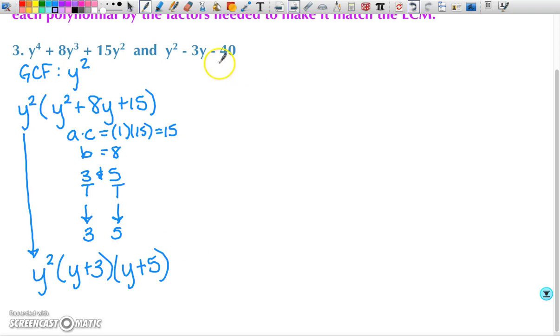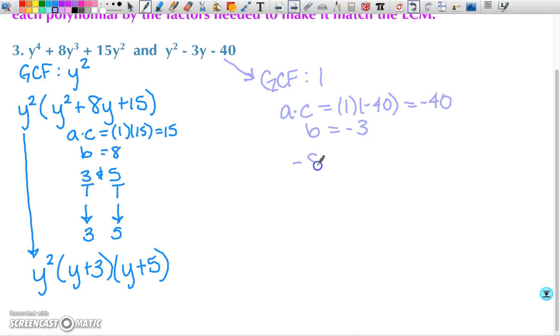Now we need to come over here and factor this example as well. In this case the GCF is just 1, so we don't have anything to do to start the factoring. We just get to jump right into the a times c. So a times c is 1 times negative 40, which is just negative 40. And the b term is negative 3. So that would give us negative 8 and positive 5. Divide by the a term, simplify each one, which stays as negative 8 and positive 5, and write your factors, y minus 8 and y plus 5.